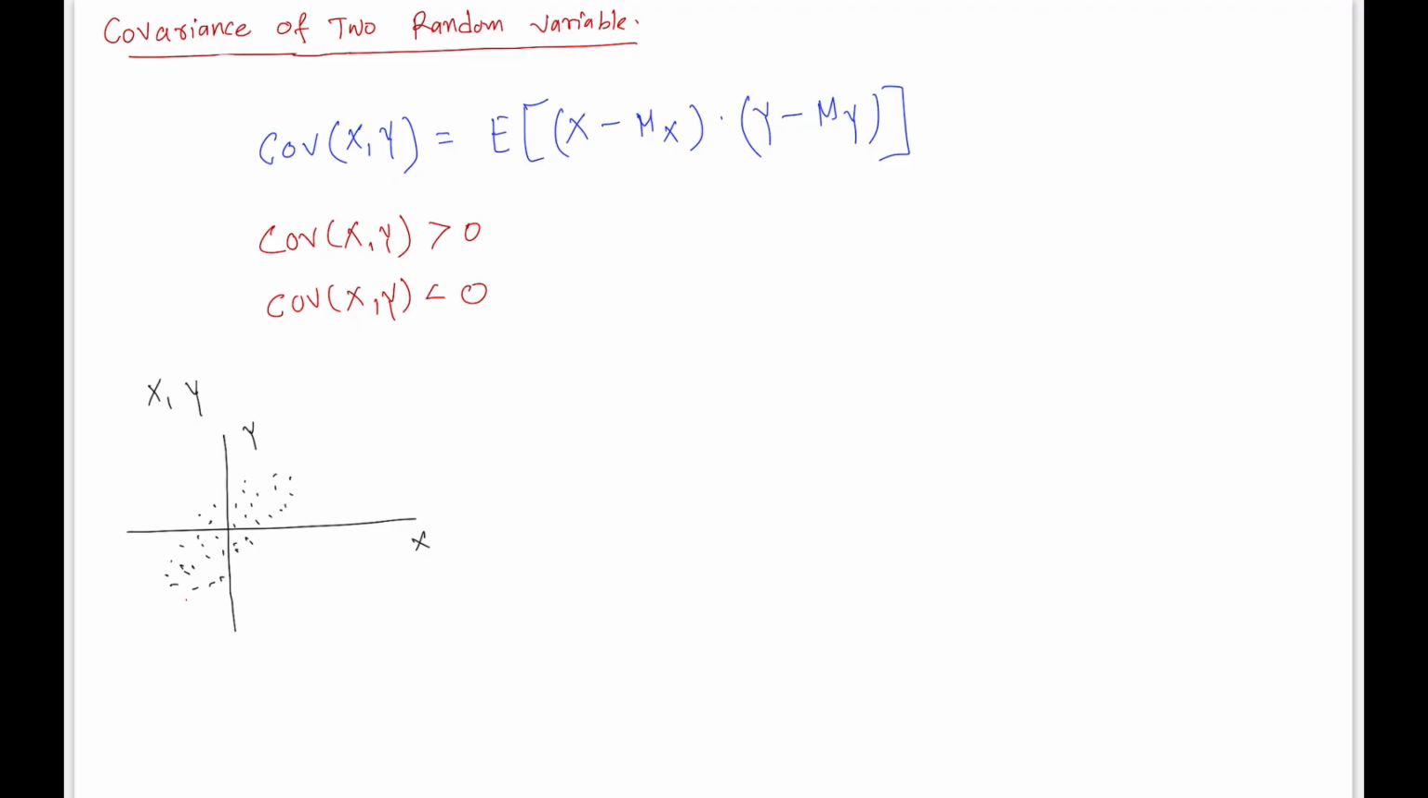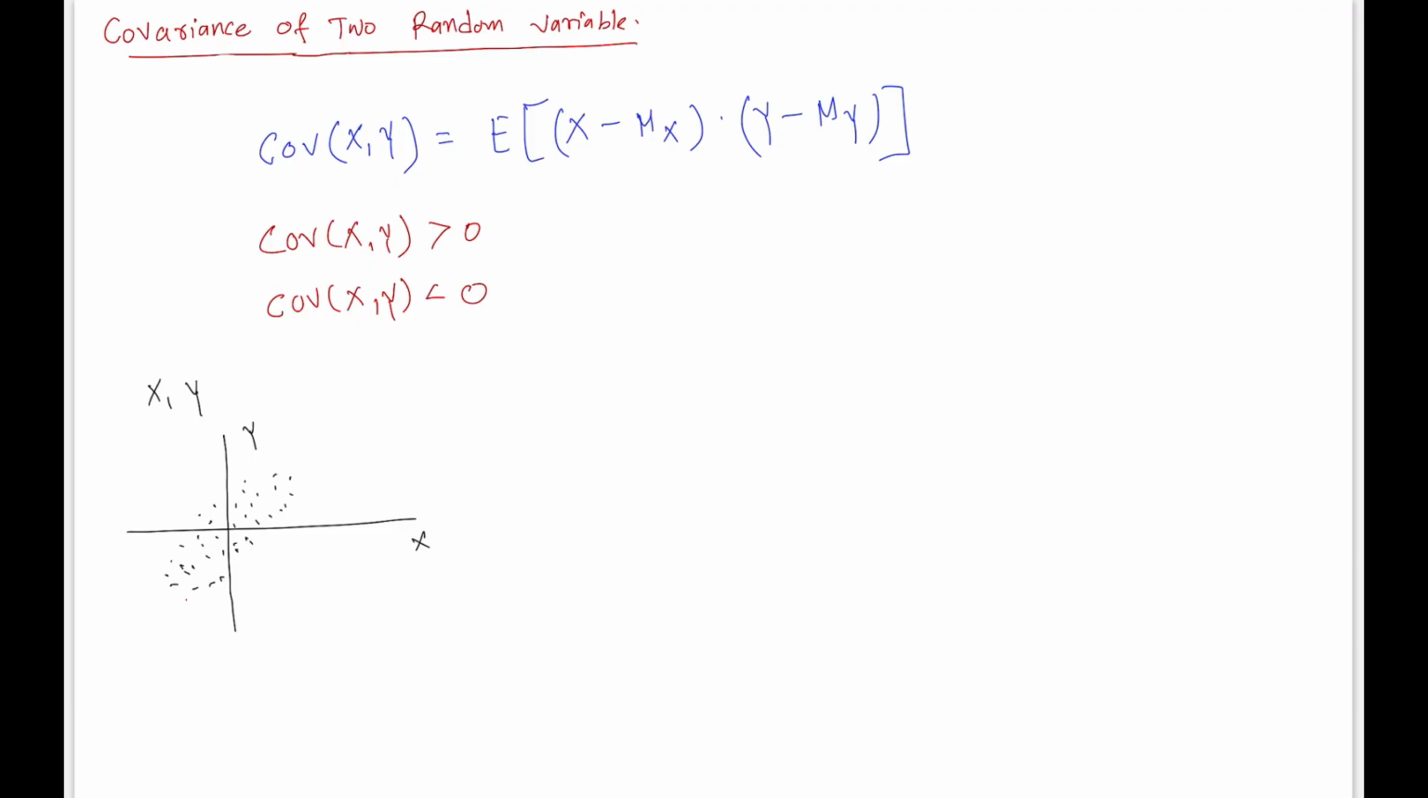If you look at this plot, larger values of x tend to go with larger values of y, and similarly on the negative side, smaller values of x tend to go with smaller values of y. Most of the data are in the first quadrant or the third quadrant, and there are very few samples in the second and fourth quadrants.